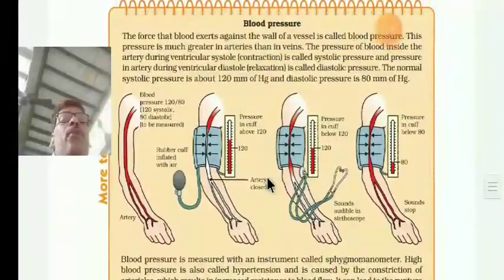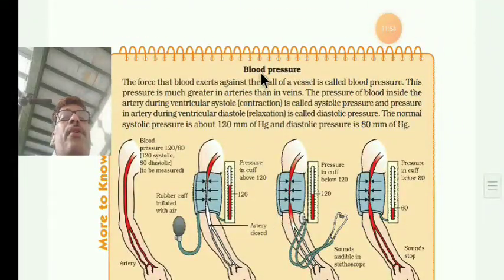Now we'll see blood pressure. You know what blood pressure is? The force that blood exerts against the wall of the vessel is called blood pressure. This pressure is much greater in the arteries than in the veins.